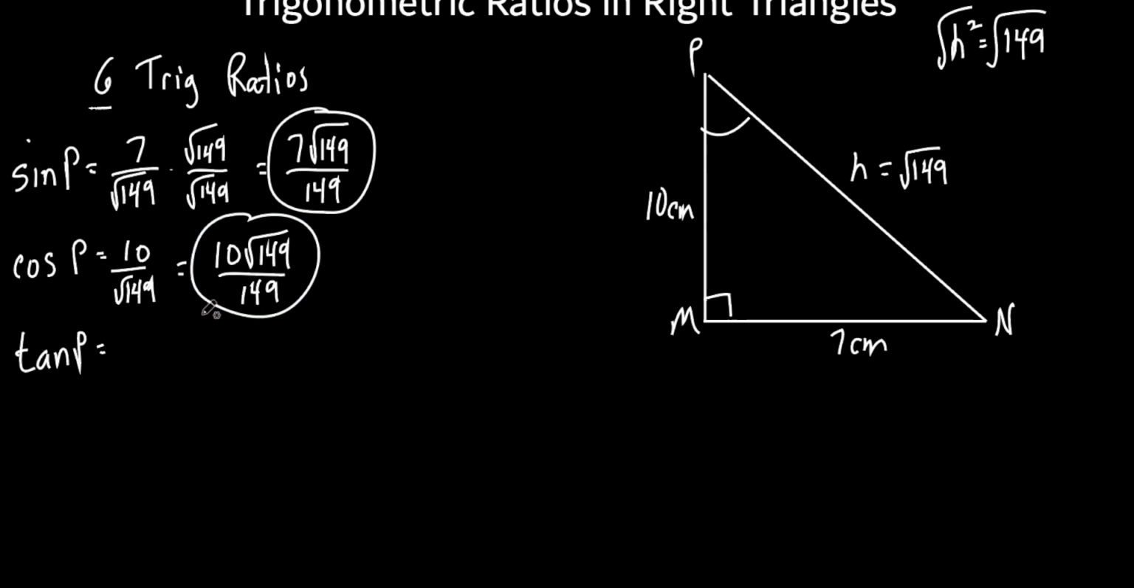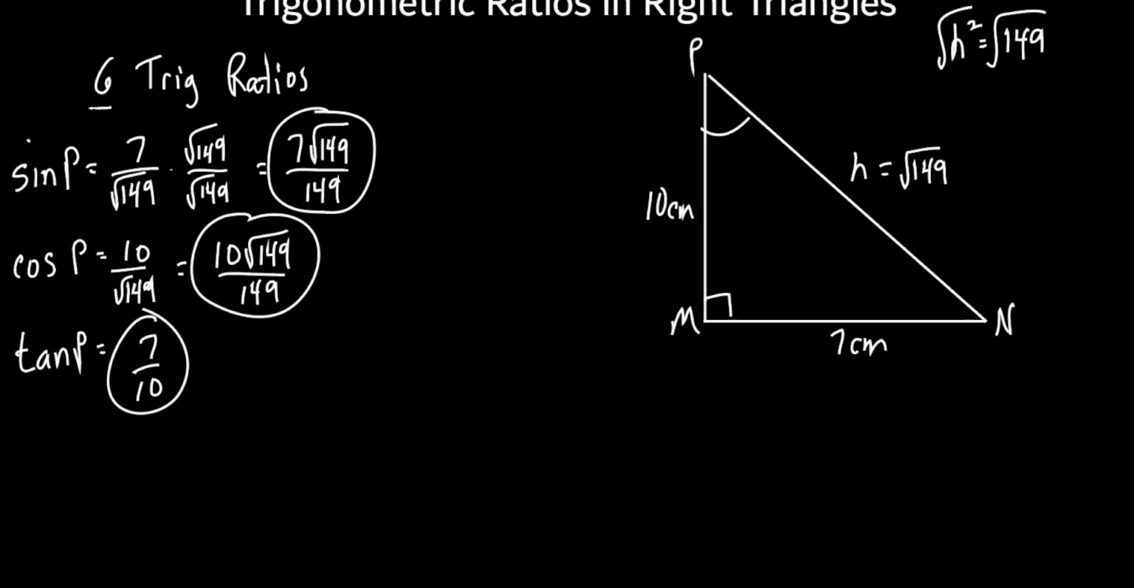We good? All right, let's do the tangent. What's the tangent of this angle? What over what? Opposite over adjacent. Ah, that's nice and easy. 7 over 10. You don't need it written as a decimal or anything. Just keep it 7 over 10. That's good right there. Okay?